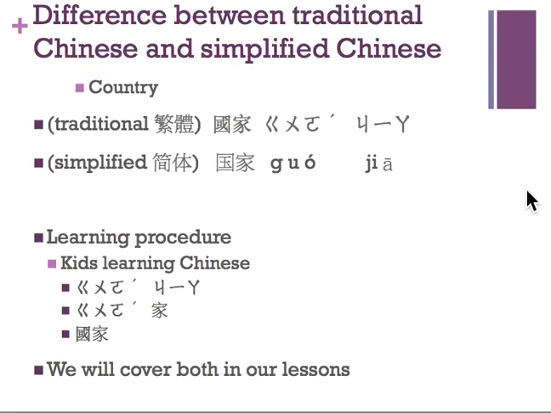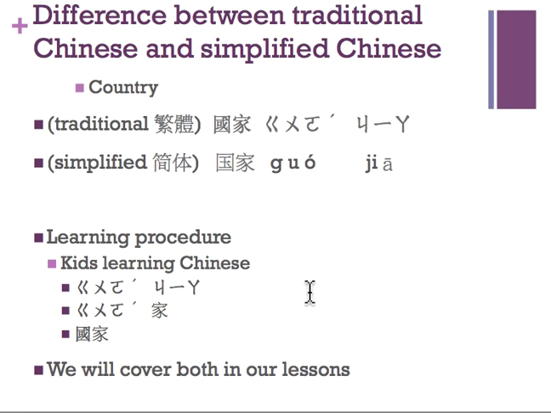And for the learning procedure, especially for kids in kindergarten, they know how to say a word. For example, they know how to say 国家, but they don't know how to write it. So they write it in symbols. By looking at the symbols, they are able to pronounce it, 国家.